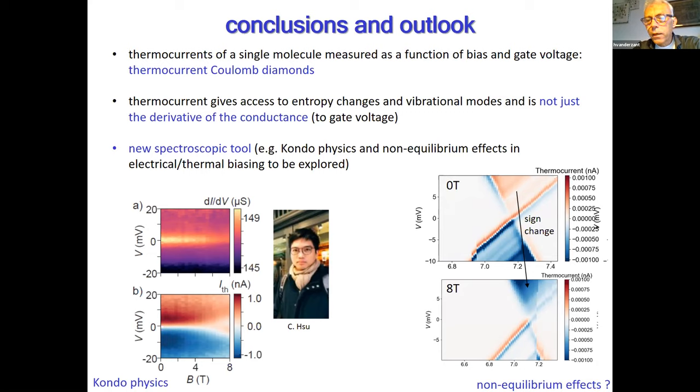Just by putting in the magnetic field, we see that we can get a change in the sign of the thermal current, which we don't understand, but which may have to do with some kind of non-equilibrium effects or levels that move into resonance or out of resonance. At the moment, we don't know, but this is the future direction that we want to go into, where we want to understand better how we can use the thermal current as a new spectroscopic tool. And with that, I thank you for your attention and take questions.